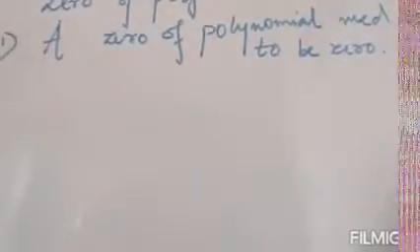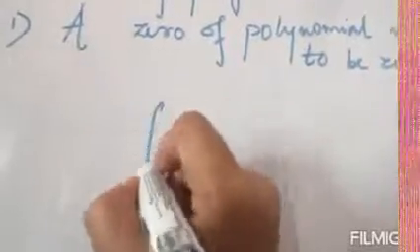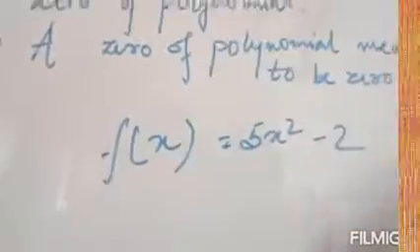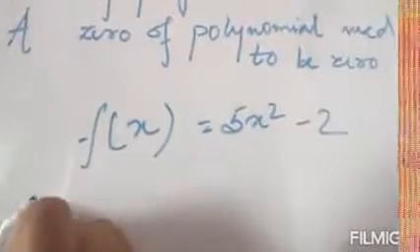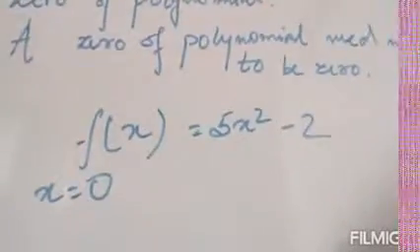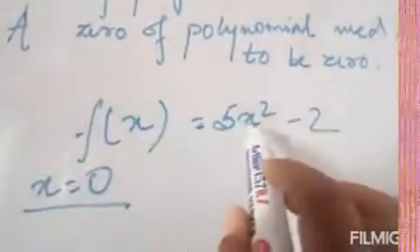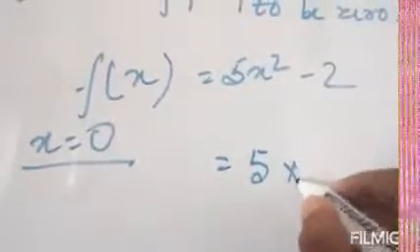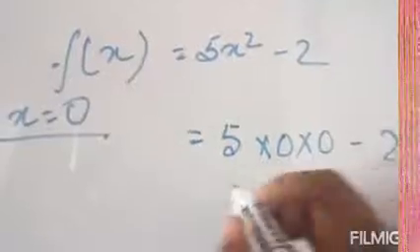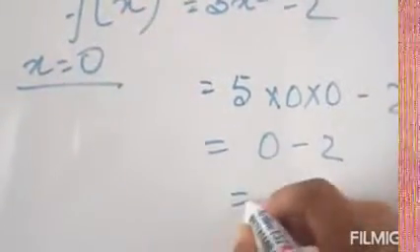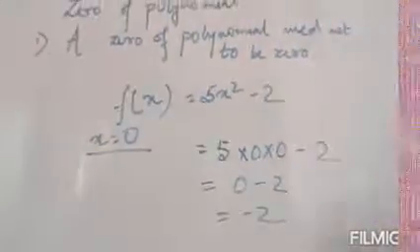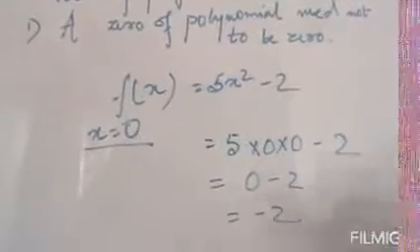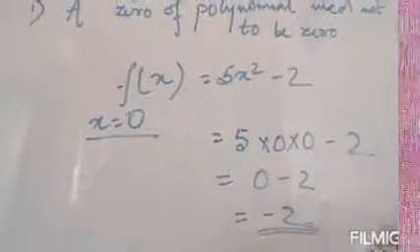So let's see how. Suppose I have an equation like 5x square minus 2. Suppose the value of x is 0. Now value of x is 0 means what? In place of x I'll substitute 0. So what will it come to? 5 into 0 into 0 minus 2, which means 0 minus 2, which means minus 2. So here you see, this is an example that zero of polynomial need not be 0. The value does not come as 0.